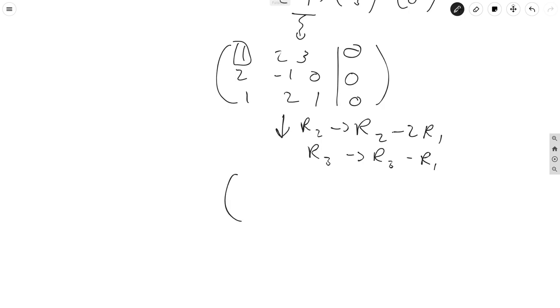Let's see if we can keep everything in sight. 1, 2, 3 won't change. These zeros won't change because when you do row operations on a column of zeros, it will stay as a column of zeros. You can think about why that's true a little bit.